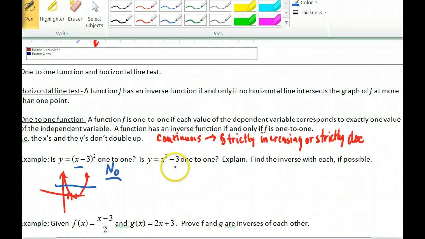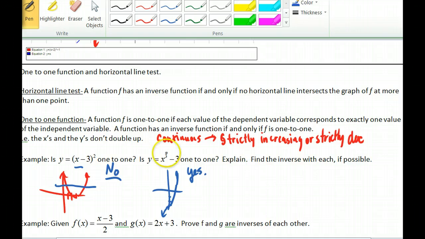Okay, is y equals x cubed minus 3 1-to-1? Well, this would be a cubic, move down 3. Is it strictly increasing or strictly decreasing? Yes, it is. Does it satisfy the horizontal line test? Yes. If I take any horizontal line, it will only intersect in one point. So the inverse with the horizontal line test is a function and will be a function. So this is yes, it is 1-to-1.